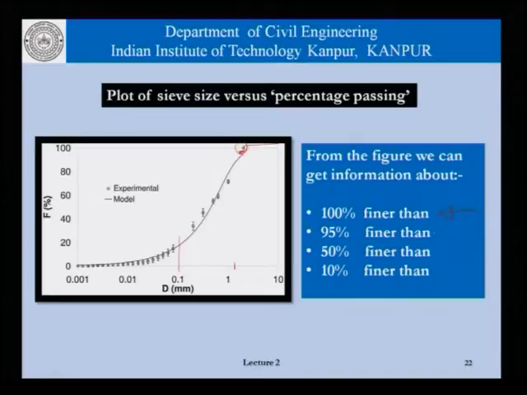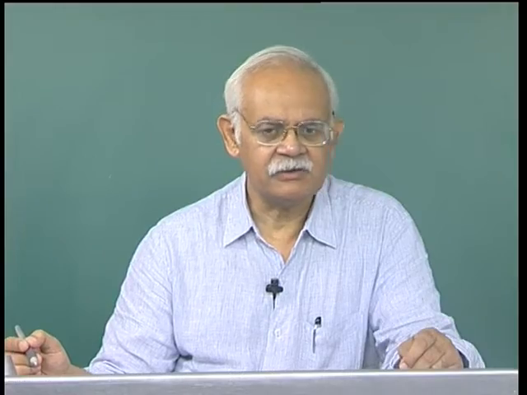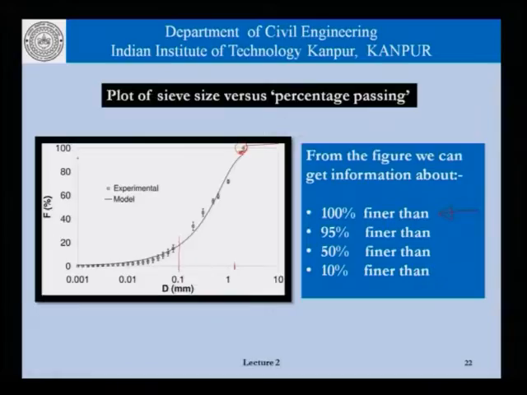So, if in a particular application we want to know, given a sample of aggregates, whether it is fine or coarse, what is the sieve size corresponding to which 95% particles are finer than that number, we just go here, go all the way to this point and try to find out what is that number. So, that is how we try to determine 95%, 50%, 10%, and so on and so forth. Please note that this scale usually is a log scale, it is not plotted on a linear scale.